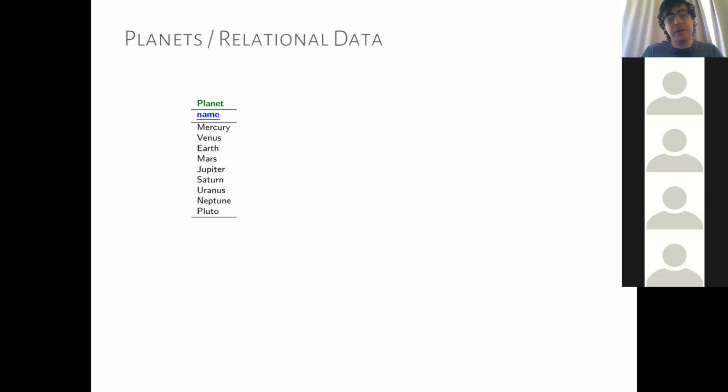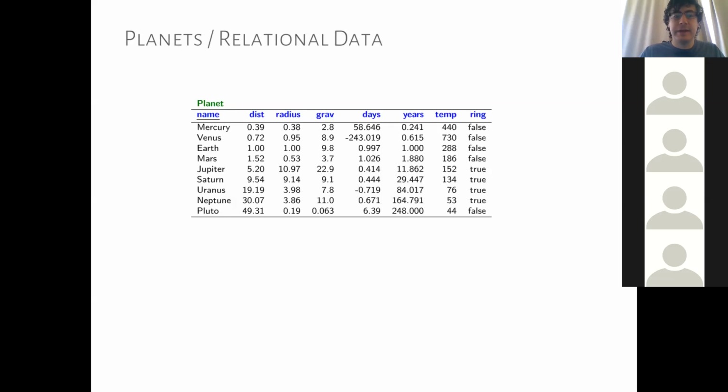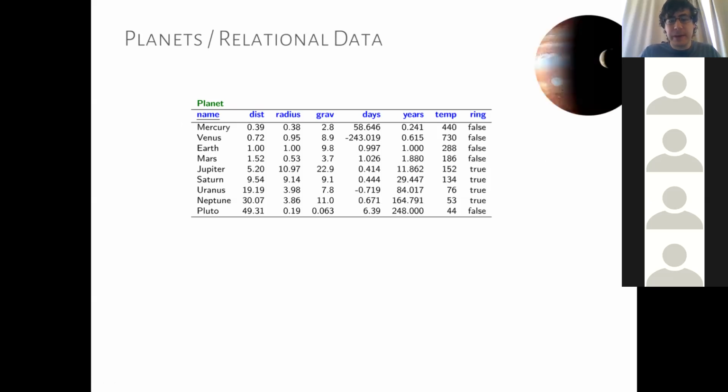But later, as we continue, we can maybe start to add some new columns to the table, which would describe distance from the sun, the radius of the planet, normalized by the Earth's radius, the gravity, the length of the days, the years, the temperature, and whether or not it has a ring. Okay, so we fill out a table and we have a typical relational table with, in this case, 7 columns, or 8 columns, and a primary key defined. So this looks pretty straightforward thus far.